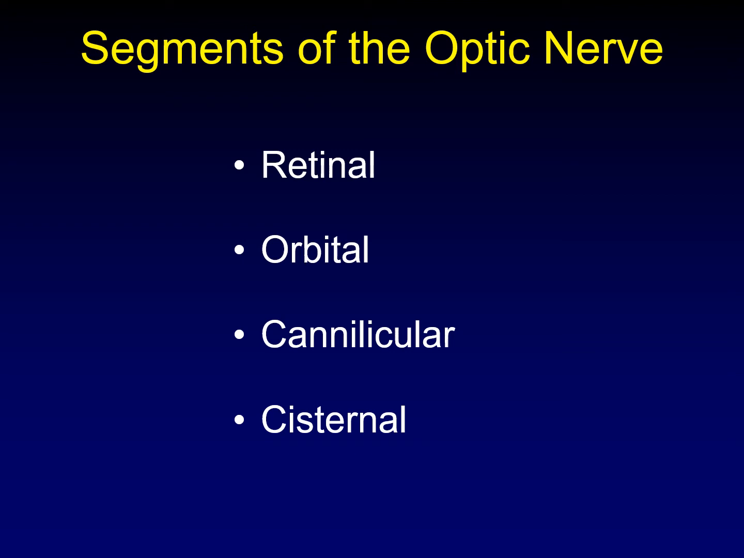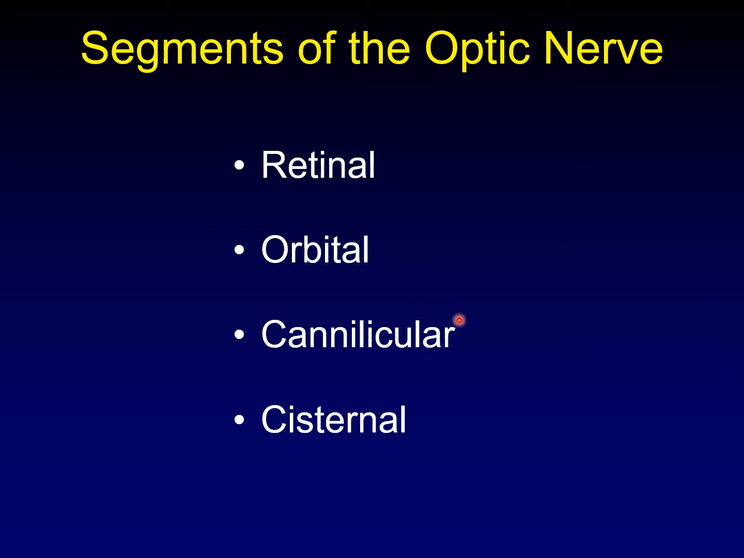The retinal segment of the optic nerve is a short segment where the retina coalesces into the optic nerve, and all the fibers from the retina come together at the optic disc. It's very thin. It's just along the wall of the globe itself. And then once we get outside the globe, we're in the orbital segment. This is what most people think of as the optic nerve, as it traverses the orbit from the globe to the apex. But that's not the end of the nerve.